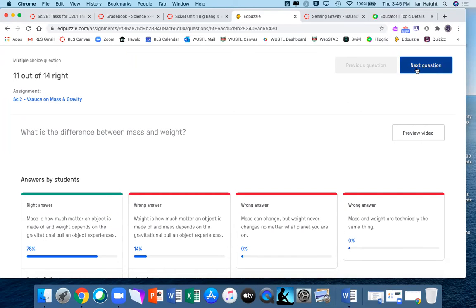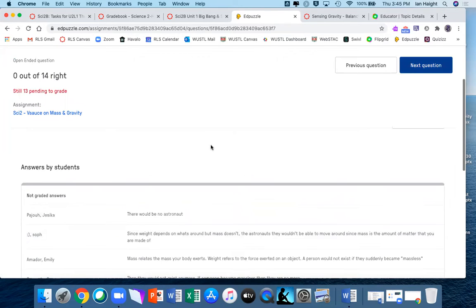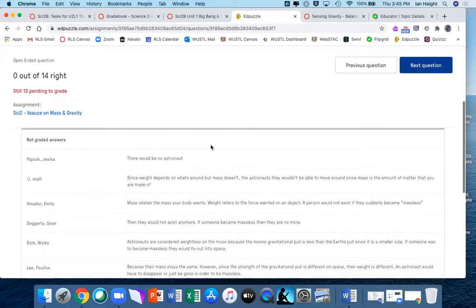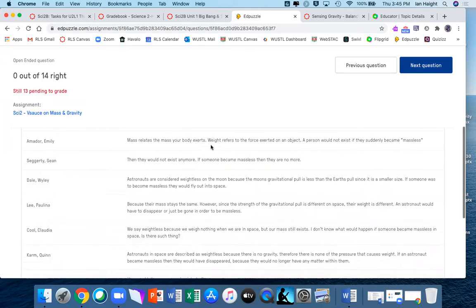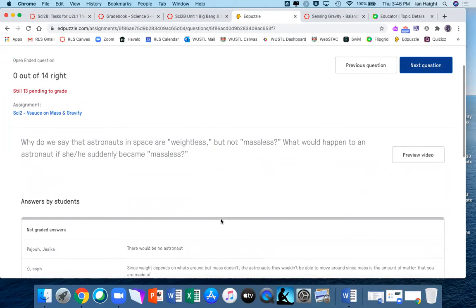And this is an important point for the next question, which is why can we say that an astronaut is weightless but not massless? It looks like most of you got this, but can anyone just give me a quick shout out, if an astronaut was massless, what happened to that astronaut?